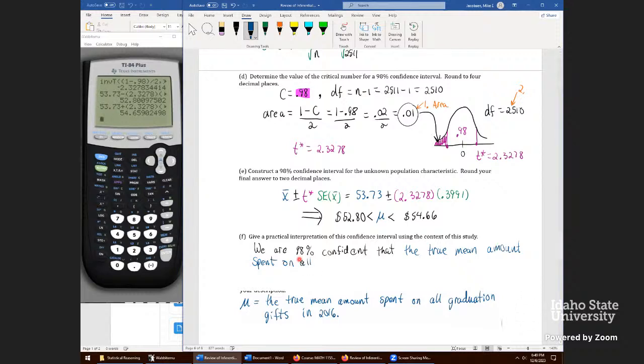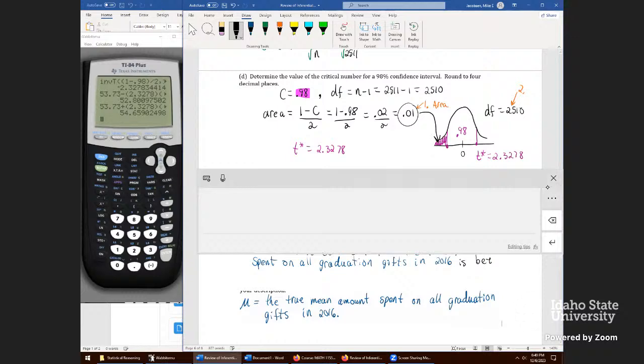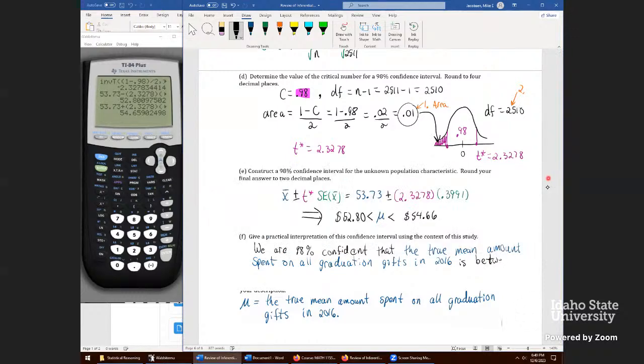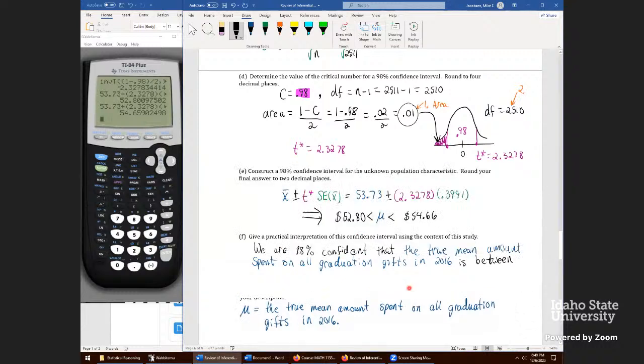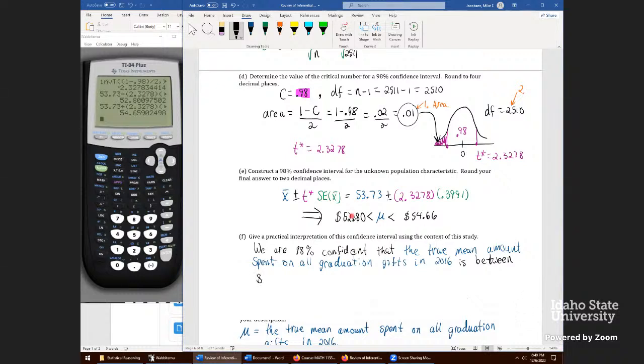on all graduation gifts in 2016 is between $52.80 and $54.66. So that's our final conclusion to this estimation right here.